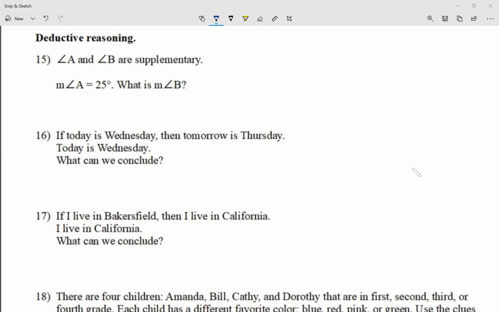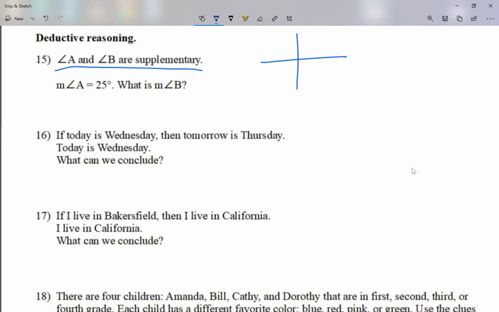So here, deductive reasoning. I'm going to give you premises. My premise is angle A and angle B are supplementary. You know that word supplementary? You probably have heard complementary and supplementary. Okay, let me do this really quick. Let me do a little cross thing and let me write the word complementary and supplementary. Let me abbreviate it with the initials and let me go alphabetical order. So complementary and supplementary, they're going to come out a lot.